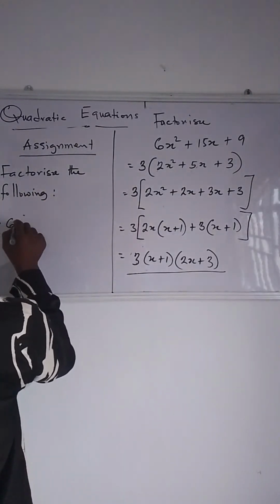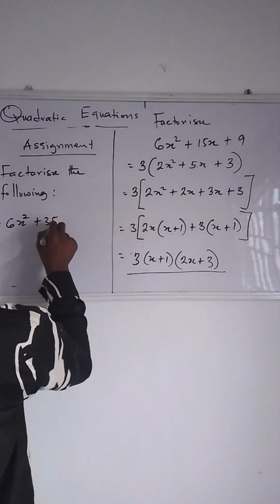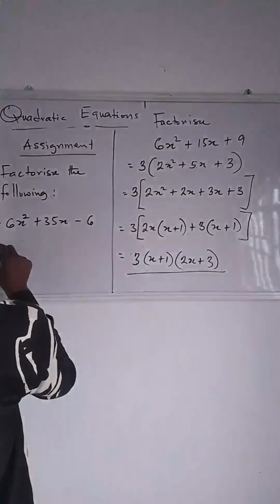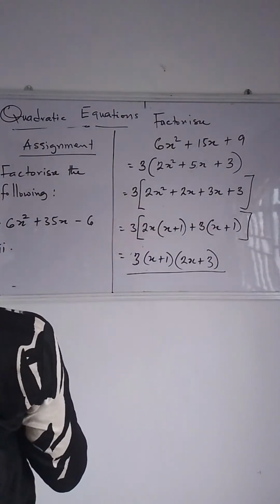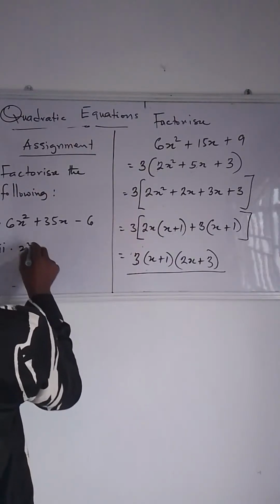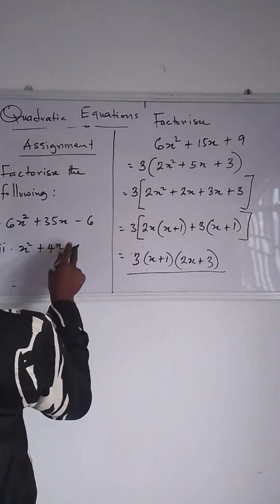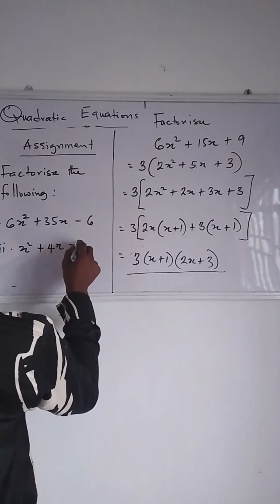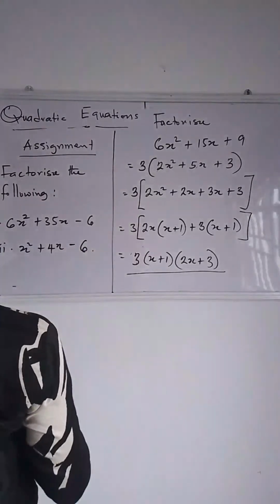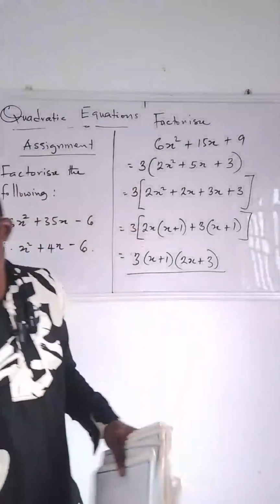So let's say 6x squared plus 35x minus 6. And the second one, which is x squared plus 4x minus 6. Okay, so these are the problems.